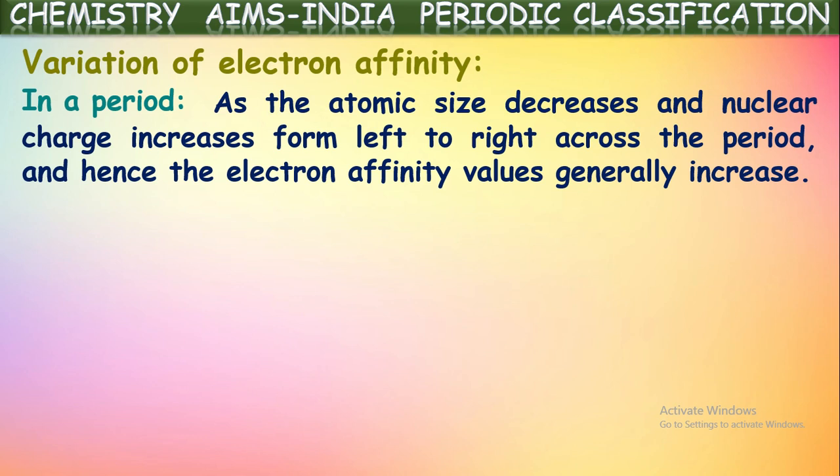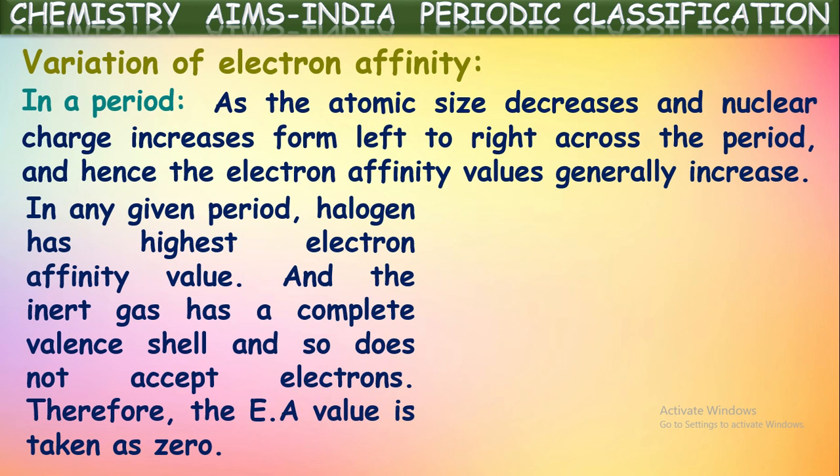The element which readily gains the electron releases more energy. Which element can attract the electrons easily? The element with the smaller size. So the atom with a smaller size can release more energy. That means the atom with a smaller size will have greater electron affinity. If you apply this property in a period, we know from left to right atomic size decreases, and hence electron affinity value generally increases from left to right in the modern periodic table.